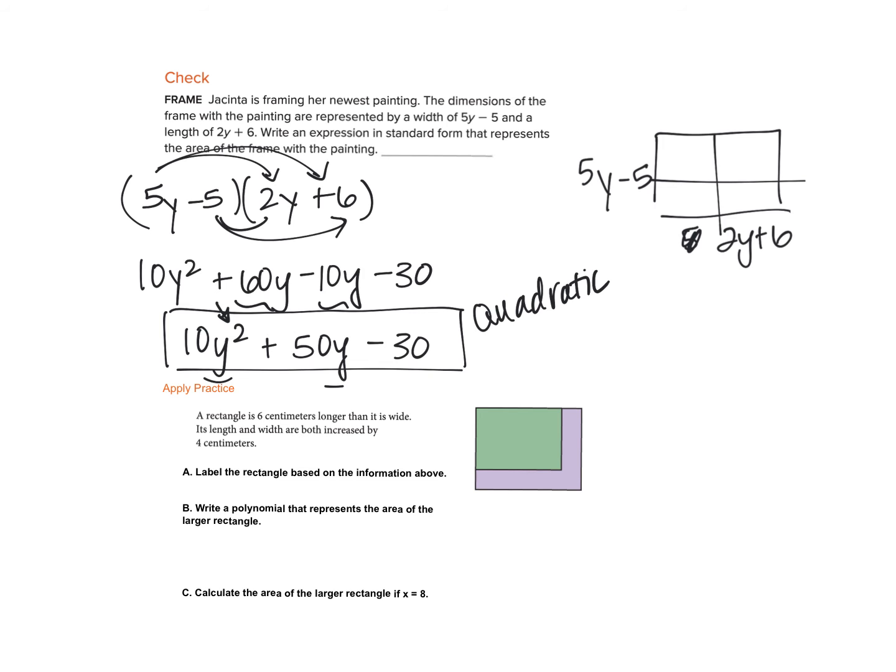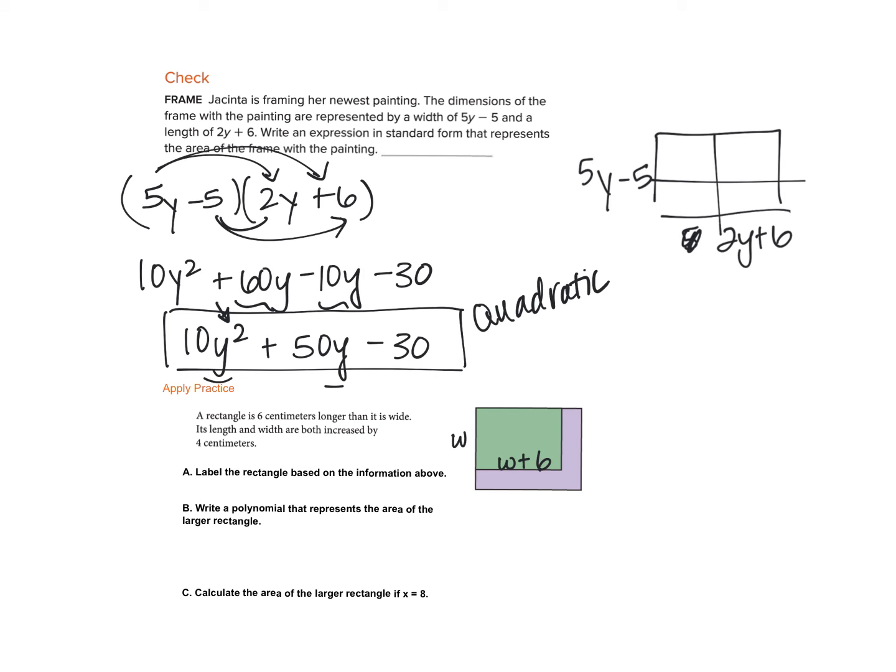All right, so the second one says a rectangle is 6 centimeters longer than it is wide. Its length and width are both increased by 4. It says, can you label the rectangle based on the information? And then could you write a polynomial that represents the area of the larger rectangle? Okay, so if this is the width of the original rectangle, the length is 6 centimeters longer. So I'll put W plus 6.